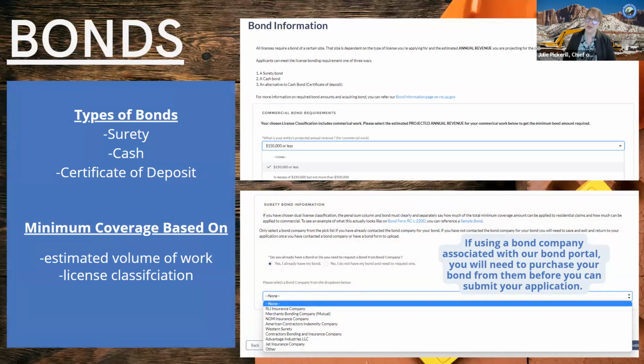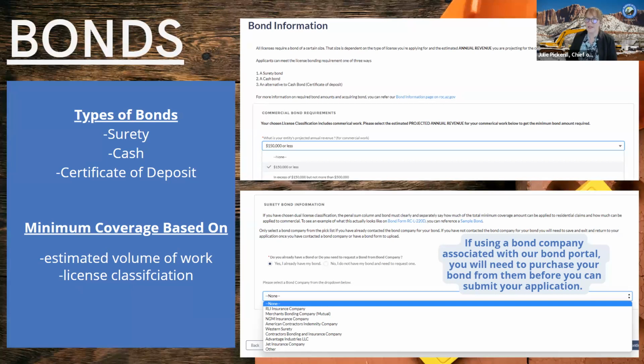There are several types of bonds that you can use for your licensed surety bond. So one is a surety. You can do a cash bond. That's basically bringing us the cash equivalent of the bond amount that you need, and then the registrar would put that in deposit for your bond. And then you can also do a CD through a bank that does business in Arizona. You can do that as well. So the minimum coverage on your license, we do have minimums listed on the website, on our bond page.